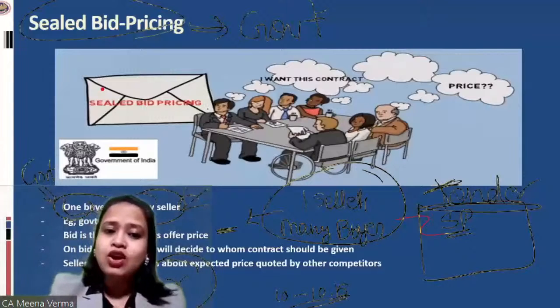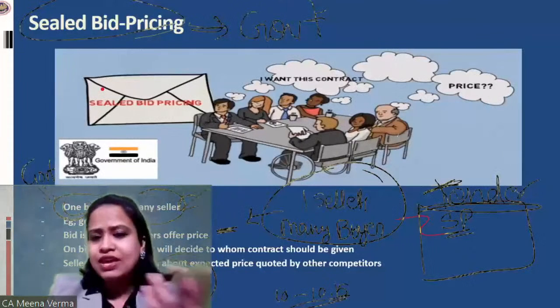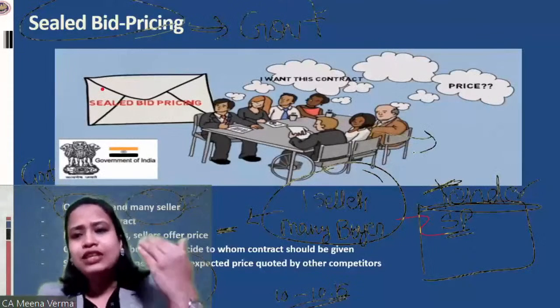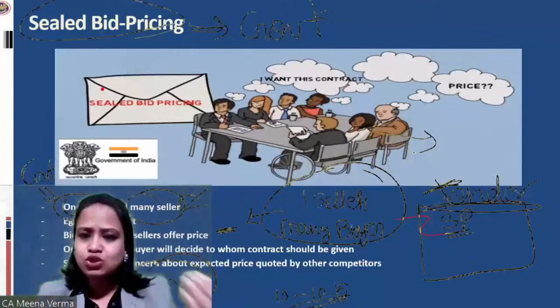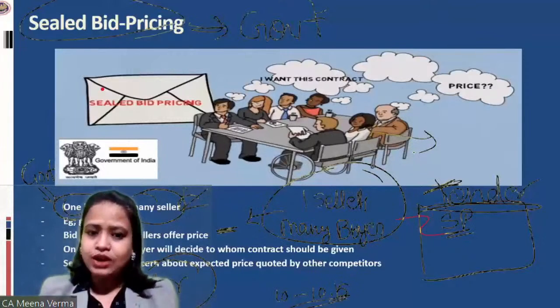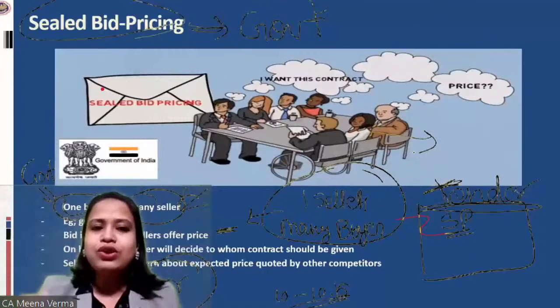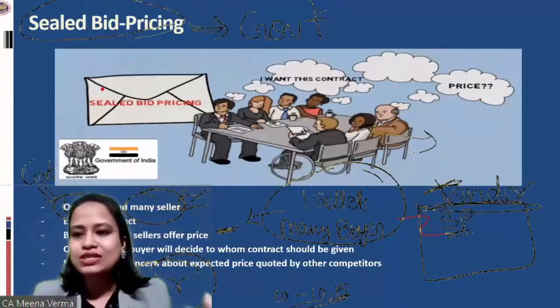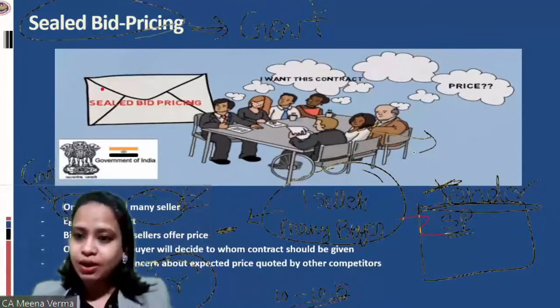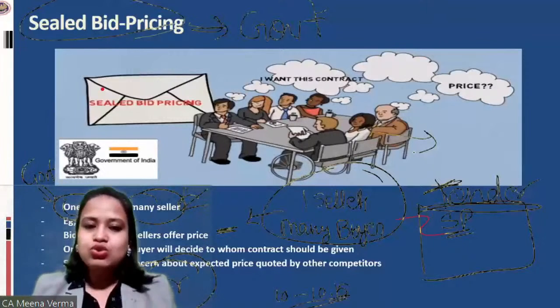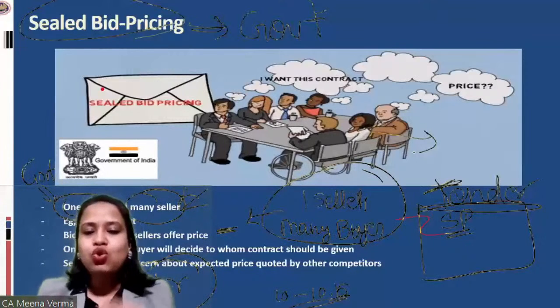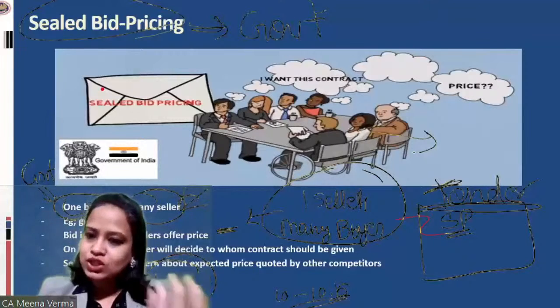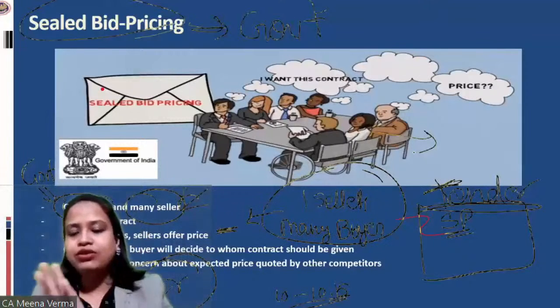Now see here, for example, there are 7 suppliers who have the license and are eligible to supply the product to the defense. Everyone wants to get this tender, this contract from the government, in order to make money. So in this case, everyone wants to quote a price which is less than the competitor.